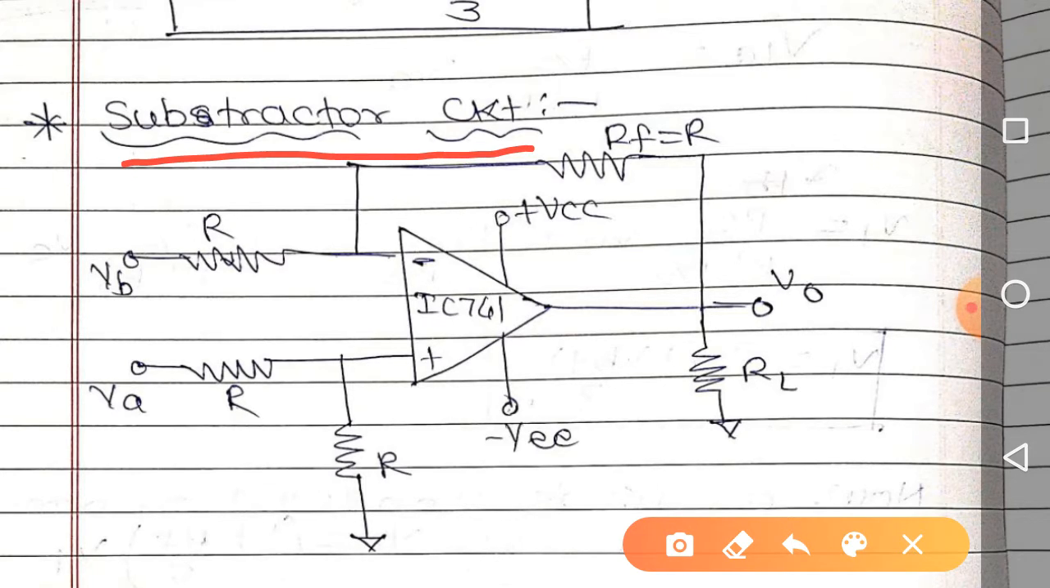The basic differential amplifier will work as a subtractor. See in the diagram. VA and VB are the input voltages applied at the non-inverting input terminal and inverting input terminal respectively. RF is a feedback resistor connected between the inverting terminal and output. V0 is the output of the op-amp. RL is a load resistance. Plus VCC and minus VEE are the supply voltages to start the operation of the op-amp.